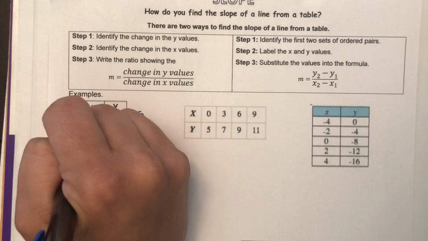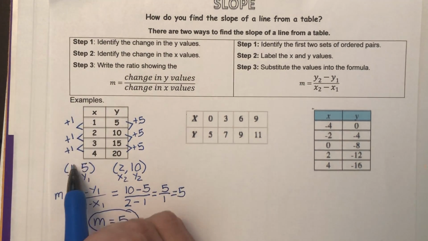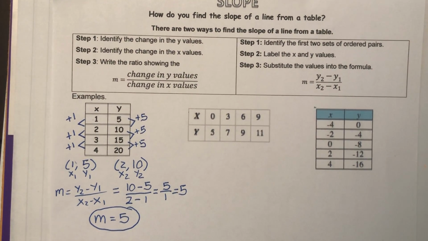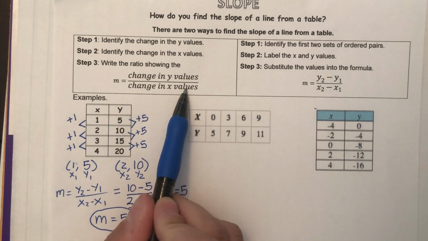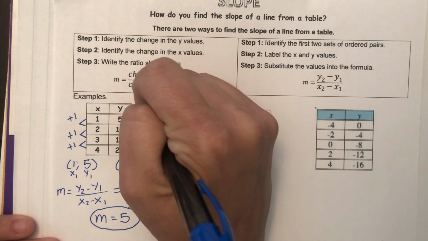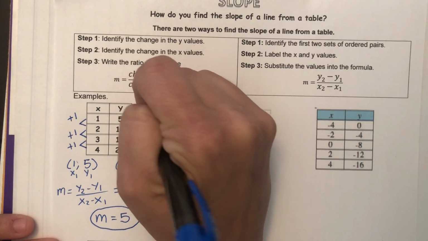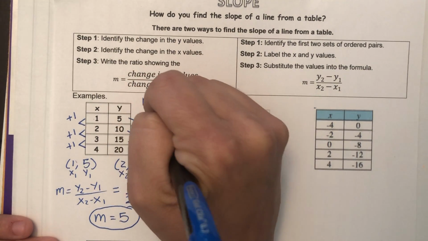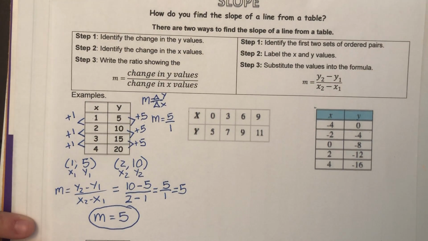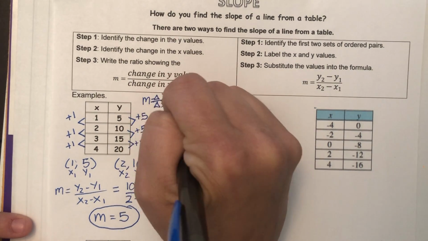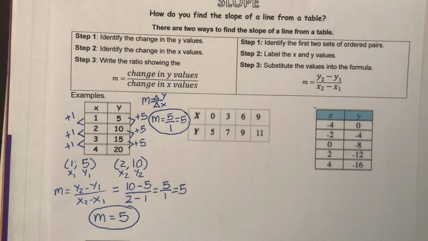Again, we have another change of 1 and another change of 1. So we found the change in our y values, we found the change in our x values. Now we're just going to set it up as the change in y over the change in x. The change in my y values was 5 over the change in my x values, which is 1. 5 over 1 simplifies to 5. 2 different ways to get the same answer to find the slope.